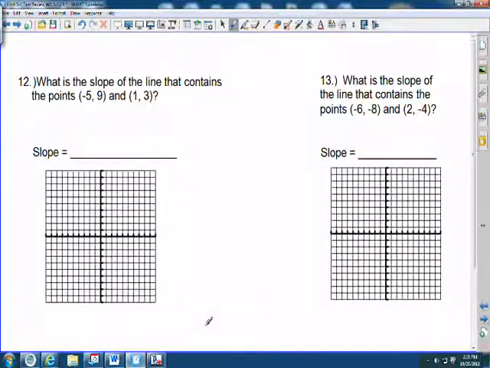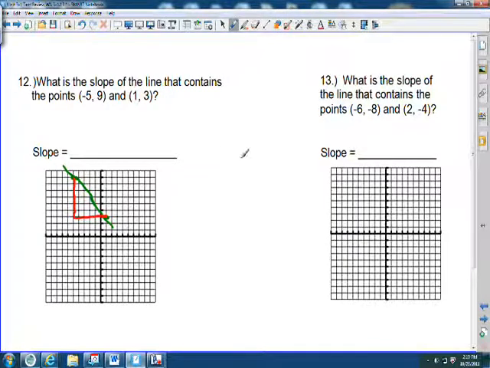Here's the next one. It wants you to find the slope of the line that contains these points. You can do a couple things. We can graph it, -5, 1, 2, 3, 4, 5, and up to 9, and over 1 and up 3. I see that my line is decreasing, which means my slope is going to be negative, and you can count how many down and how many over.